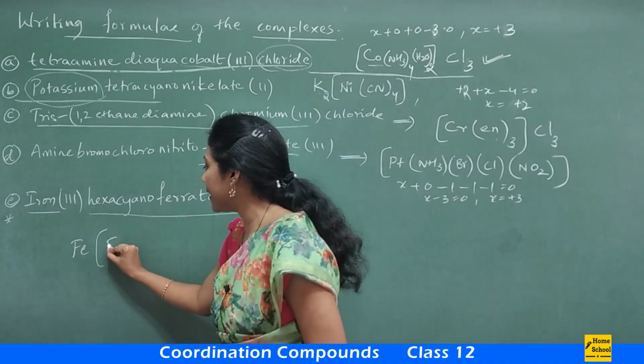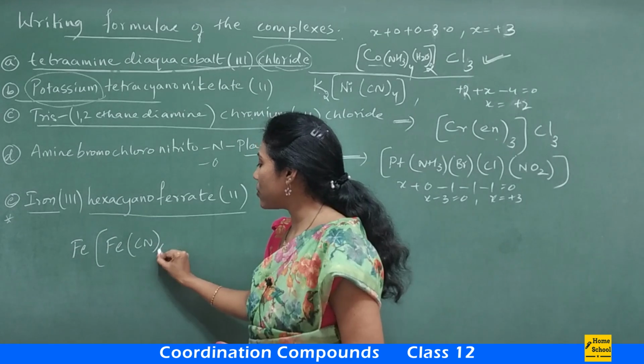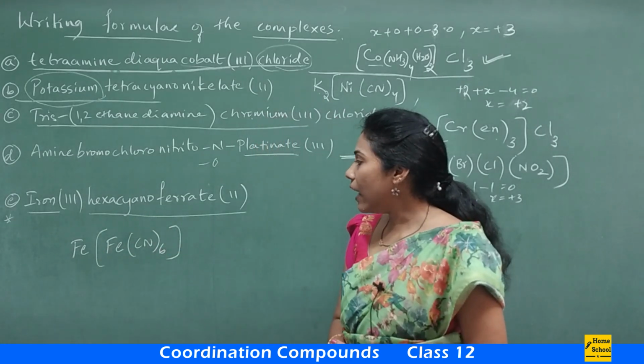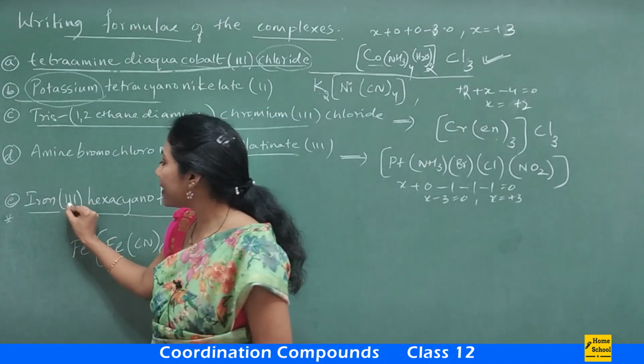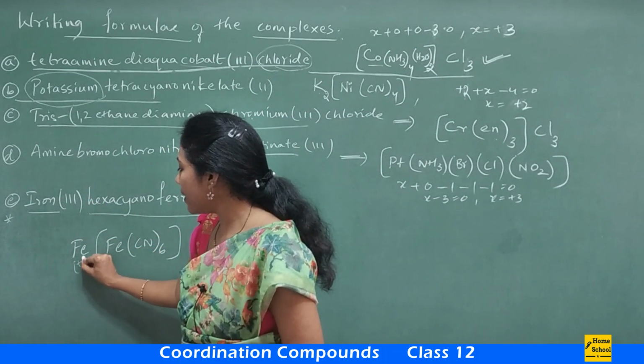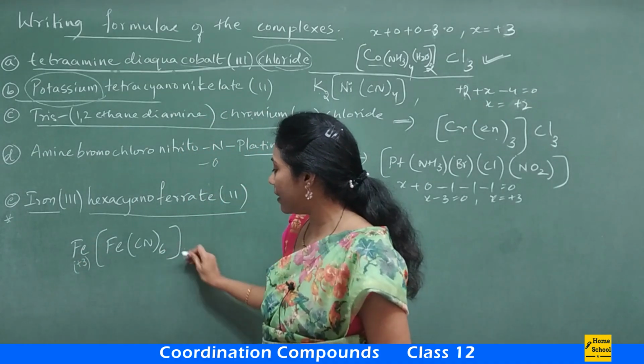Hexacyanoferrate, ferrate means again Fe. Hexacyano: the ligand is cyano, and hexa they mentioned, so 6. So this is the normal skeleton, right? And now look over here, iron 3 they gave, that means the valency of this iron is 3. So that one we will write down like here.